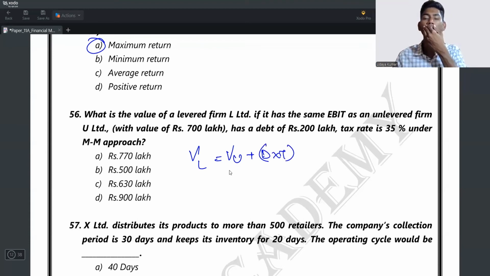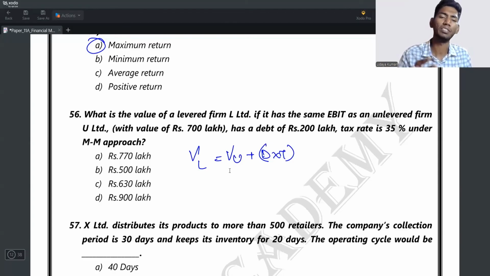We have discussed this, right? So if you apply the values in this formula, you can easily find the answer. VL is the value of the levered firm, VU is the value of the unlevered firm, D is the debt, T is the tax rate. The value of the unlevered firm is given as 700 lakh, debt is 200 lakh, and the tax rate is 35%. So if you just put the values in the formula, you can easily get the answer.